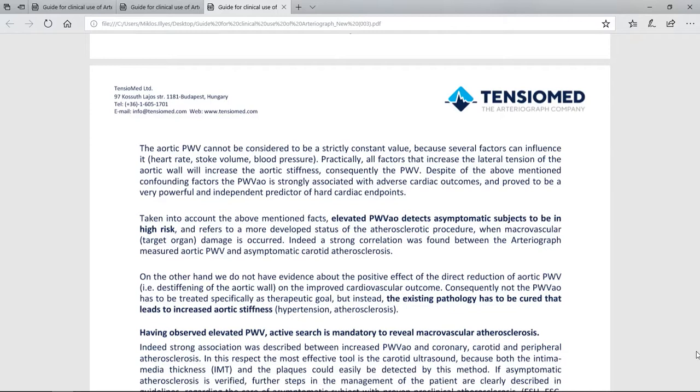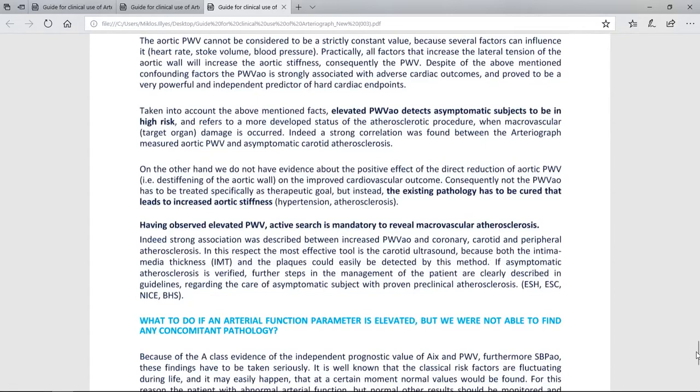Taking into account the above mentioned facts, elevated aortic pulse velocity identifies asymptomatic subjects at high risk and refers to a more developed status of the atherosclerotic process, when macrovascular target organ damage has occurred. Indeed, we have found a strong correlation between the arteriograph measured aortic pulse velocity and asymptomatic carotid atherosclerosis. On the other hand, we still lack evidence on whether targeting aortic pulse velocity directly would improve the cardiovascular outcome.